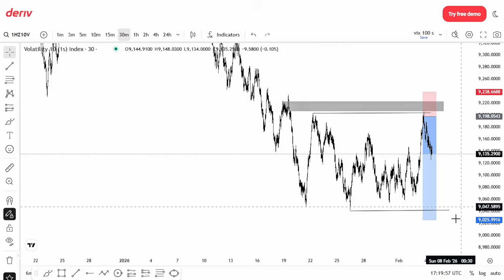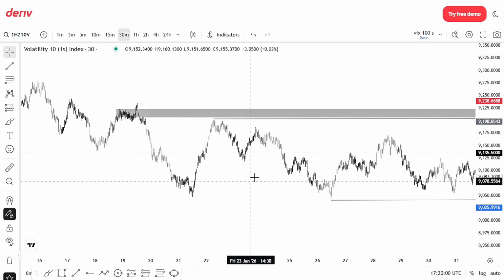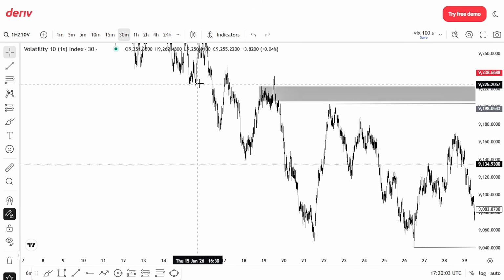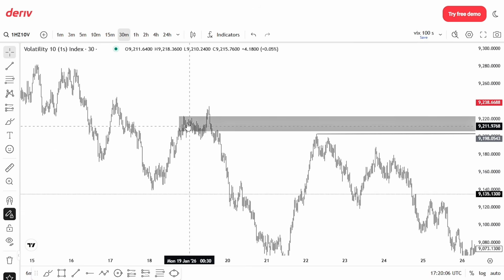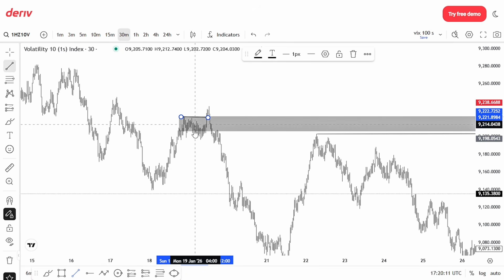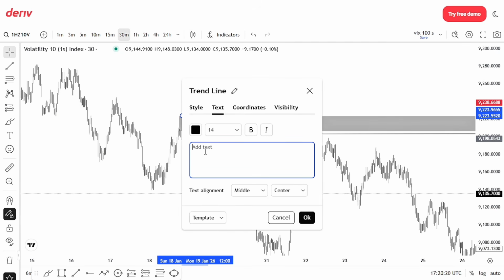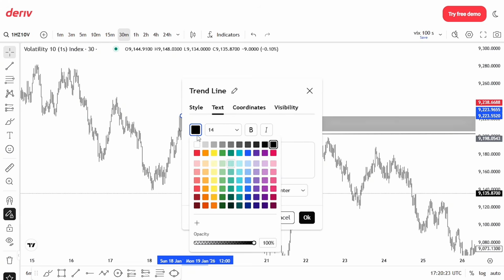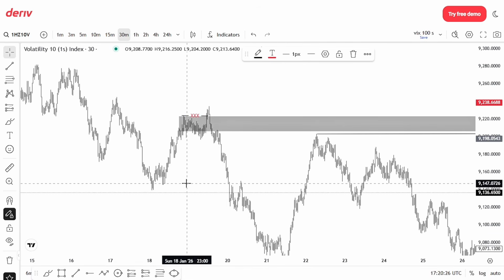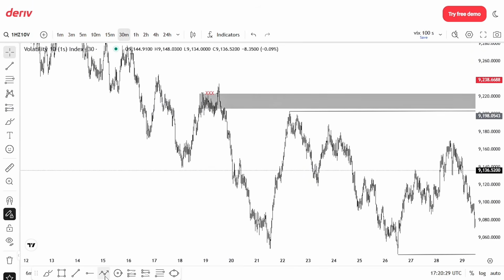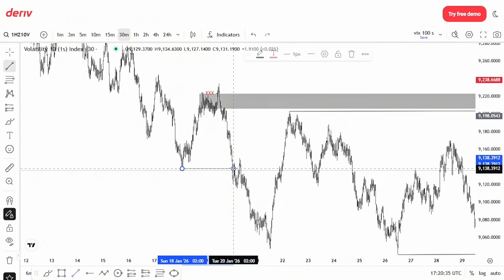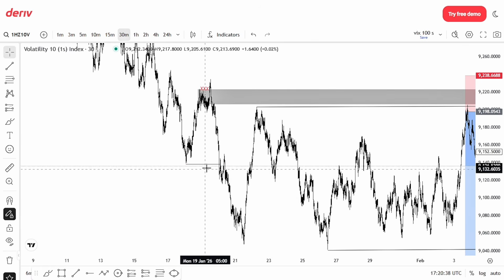You can clearly see that within this particular move there was a failed high, which led to what? A sweep of liquidity right there. Failure to break above gives us a sweep of liquidity, and then here it gives us a break of structure.